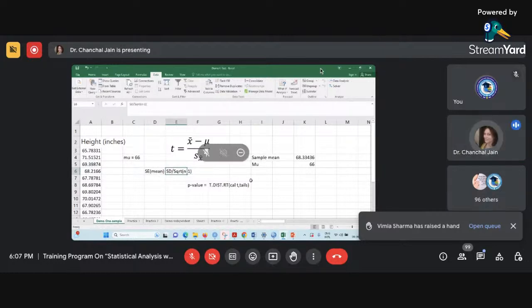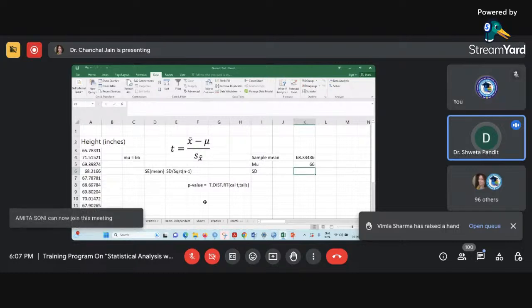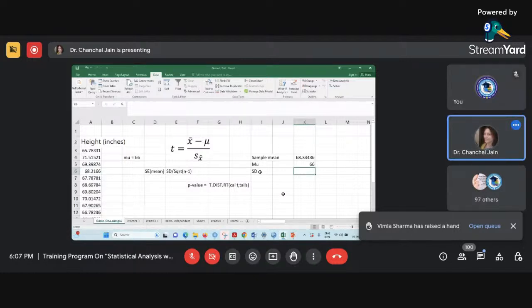Please mute yourself. Now I'm coming to this denominator part. This denominator part is known as the standard error of mean. So I'm writing here standard error of mean. The formula would be standard deviation divided by square root of n minus 1. This is the formula which you need to use.